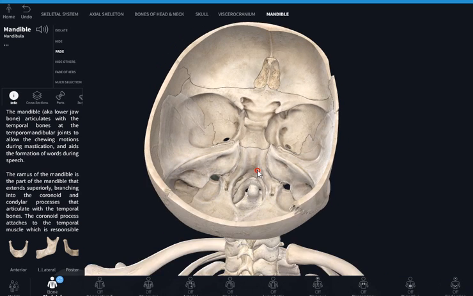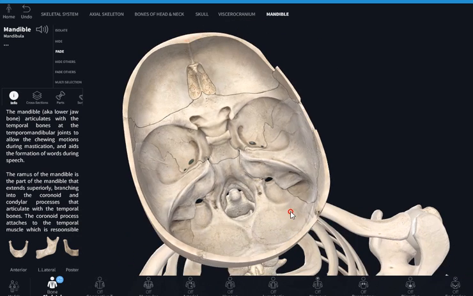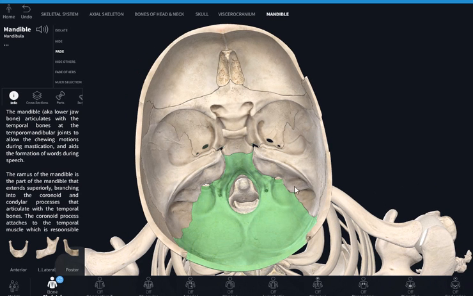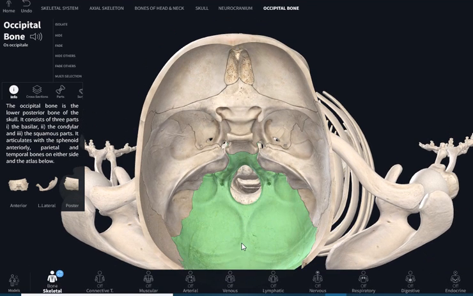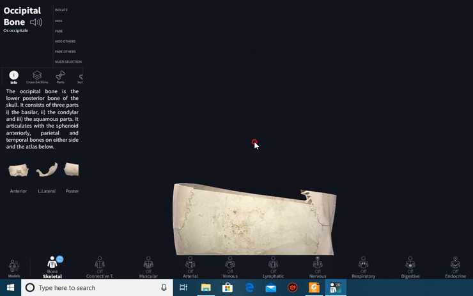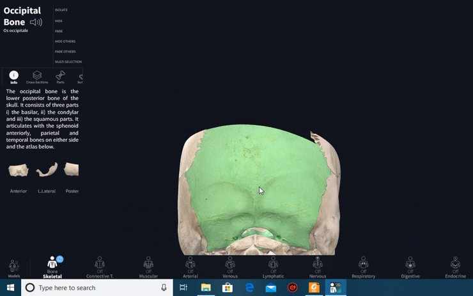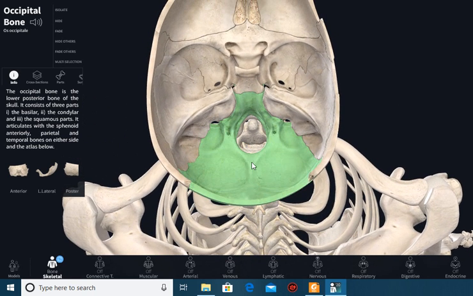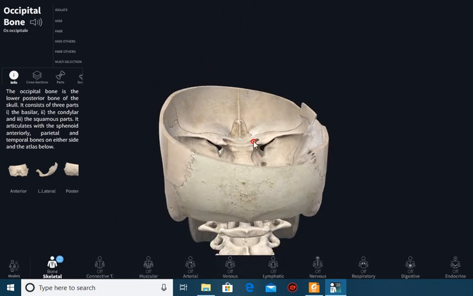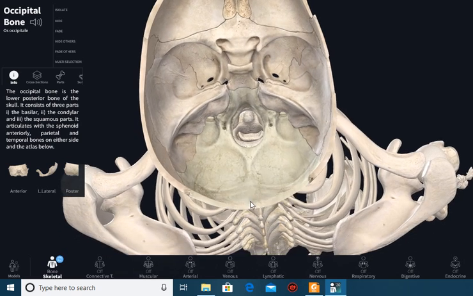Now for the posterior cranial fossa, the boundaries are the petrous part of the temporal bone laterally, medially the basilar part of the occipital bone, and the internal occipital crest. Externally we saw the external occipital crest with the external occipital protuberance, but internally we see the internal occipital crest with the internal occipital protuberance. Together they form the union.